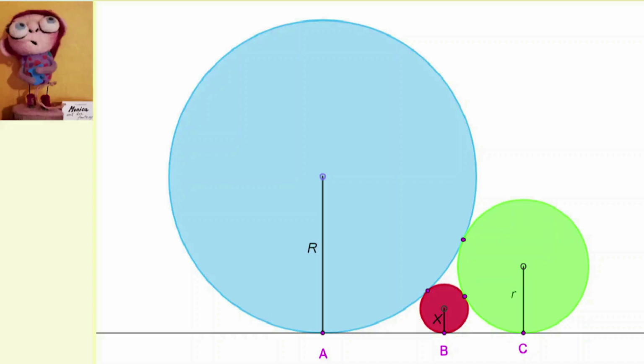Now, sure, you could dive into algebra, juggle the Pythagorean theorem back and forth, and fill half a screen with calculations. But why suffer when there's a beautiful geometric approach? So hit pause on the video, try to solve it yourself, and then come back. If you come up with your own method, share it in the comments. I'd love to read it.